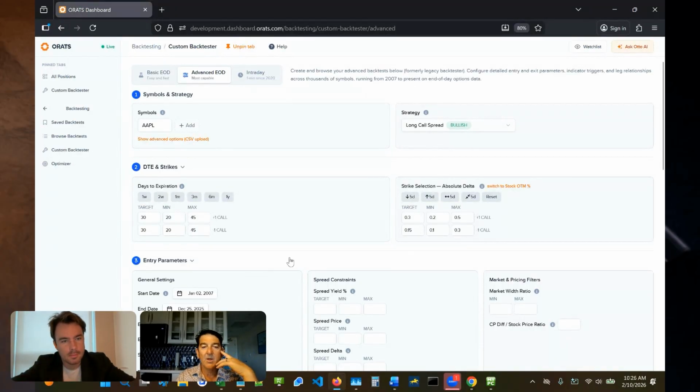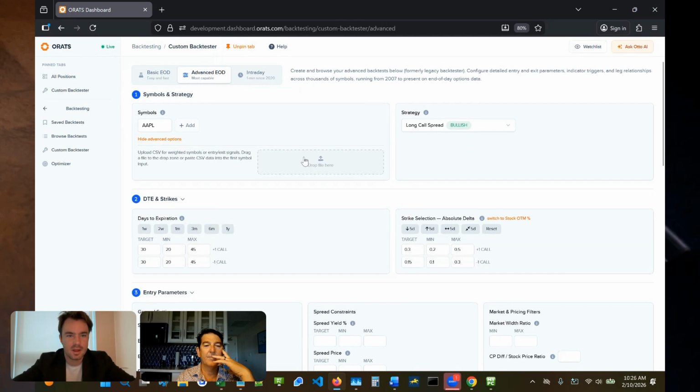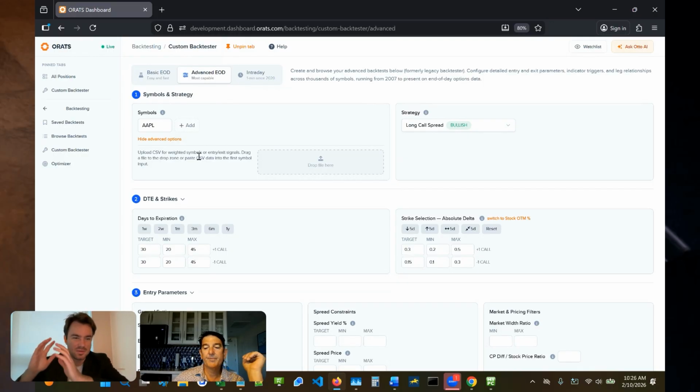Yeah. One quick thing to note, at the top there in the symbols section, there's an advanced option, meaning you can upload your own entry and exit dates for a list of symbols. So this is a highly requested feature. It was formerly in the legacy backtester, and it's if you already have set your entry and exit dates, and that's what you want to backtest, it's a fixed set of dates, then you can upload them here.